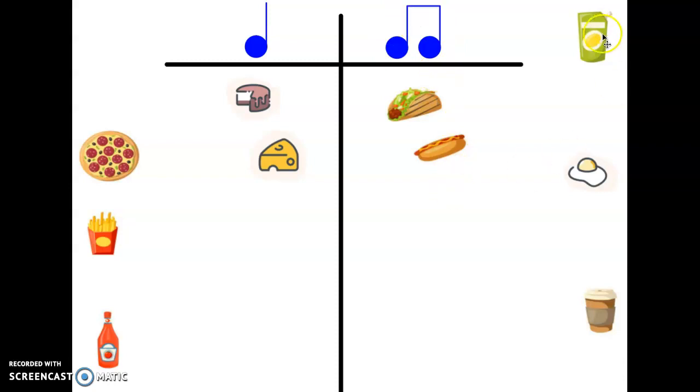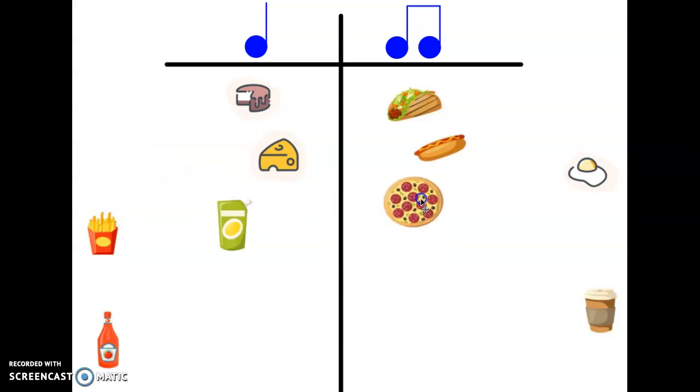Okay, let's try this one. Juice. Yep, you're right. It only made one sound, so it's going to go in the column of the quarter note. Let's try this one. That looks good. Pizza. You're right. It goes in the column of the eighth notes. Let's try this one. Egg. Yep, makes just one sound. It goes in the column of the quarter notes.